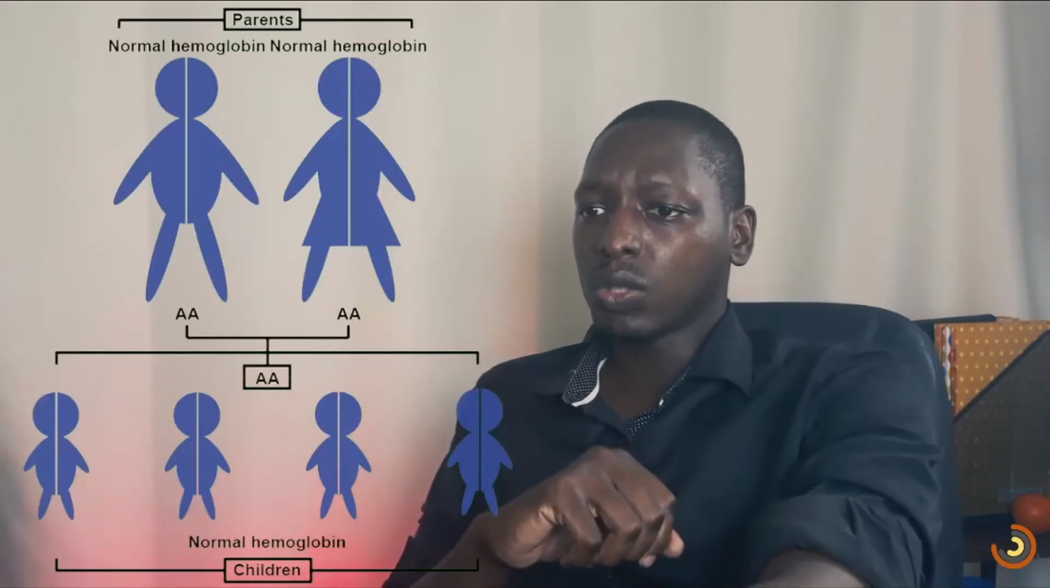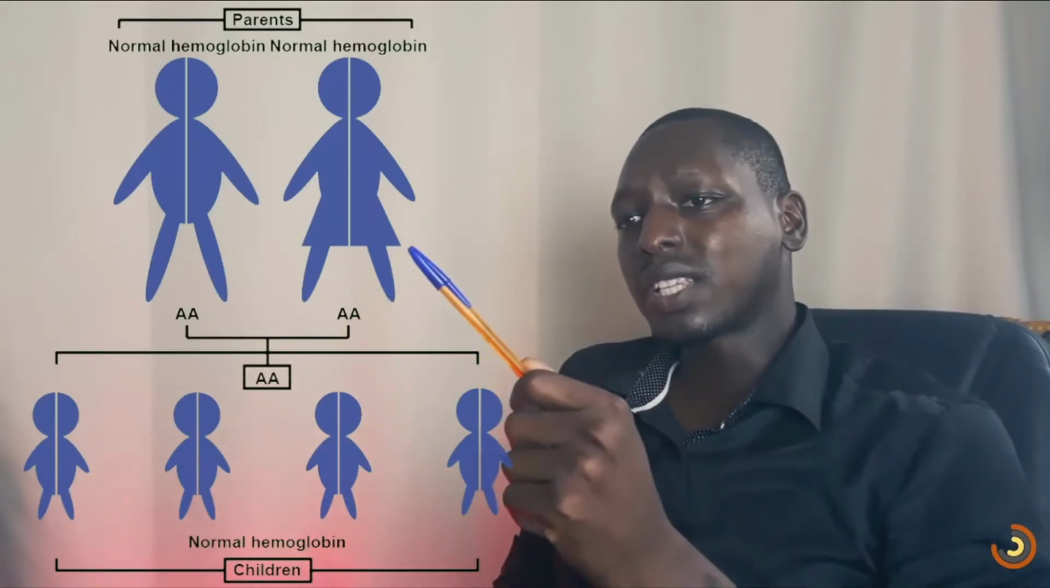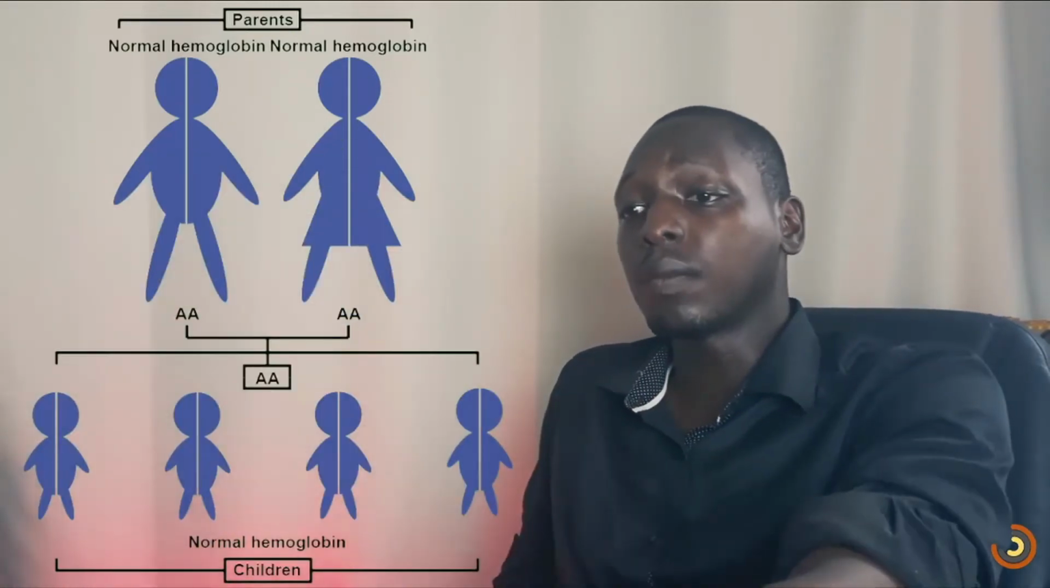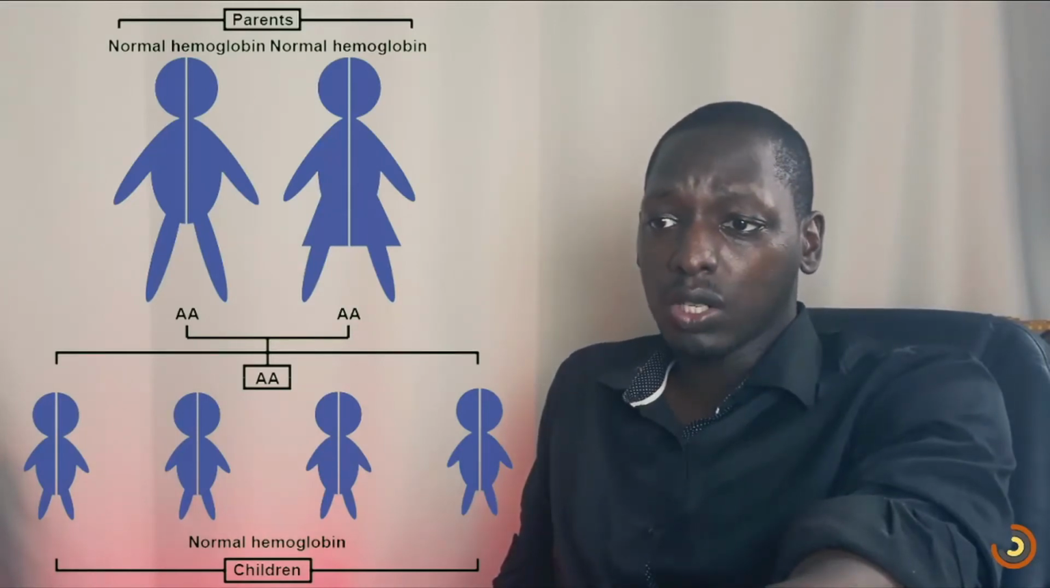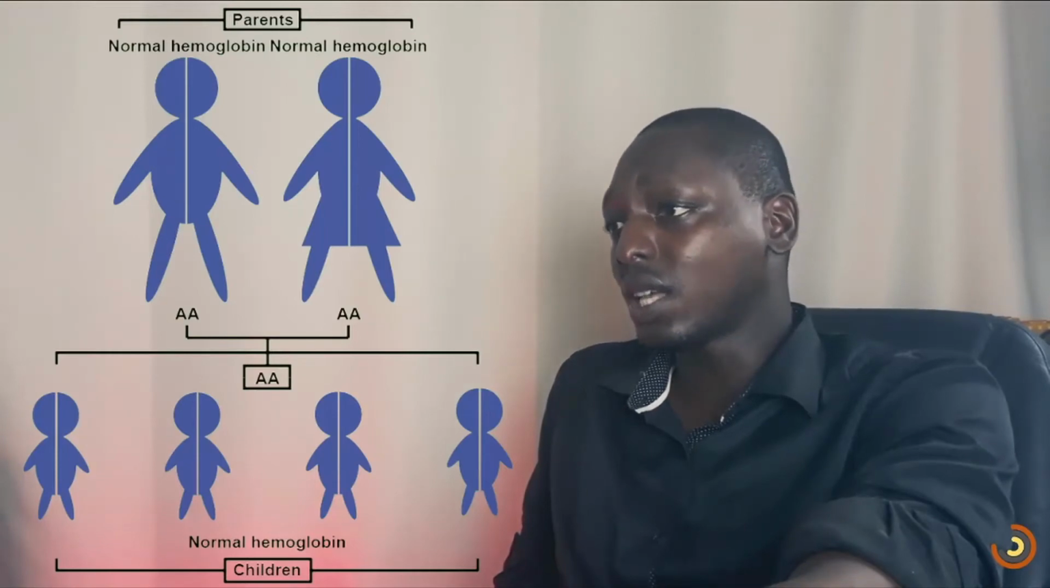If you're in a situation where you have parents and offspring, if both parents have normal hemoglobin, meaning that they have AA hemoglobin, then what you have is a situation where their children, all of their children, will also be AA. And so in that particular case, there is no sort of issue, there is no problem.